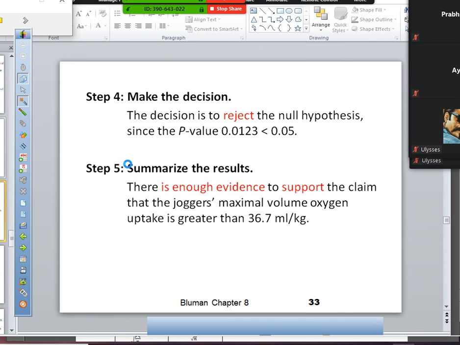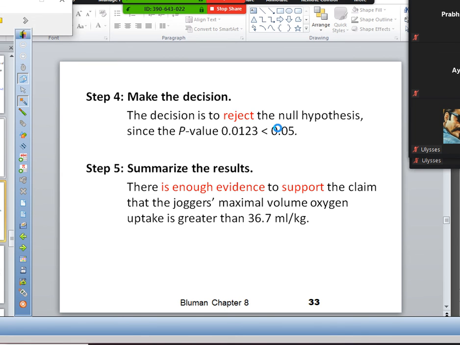So then step 5, because we got something unusual and rejected H naught, then we do have enough evidence to support, because again, H1 is my claim, the claim that Jagger's oxygen uptake is greater than 36.7. You don't have to put the extra part in there. So that's it for this part.